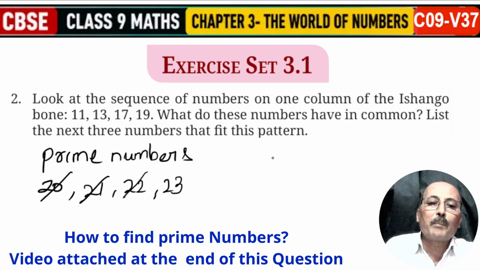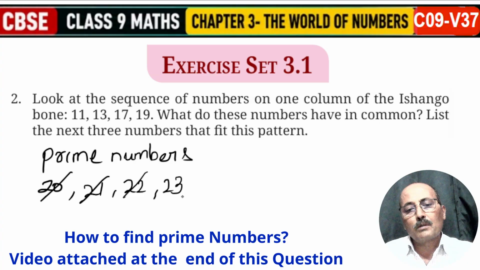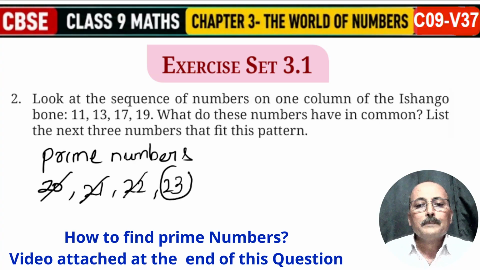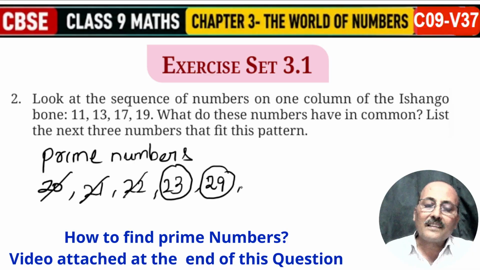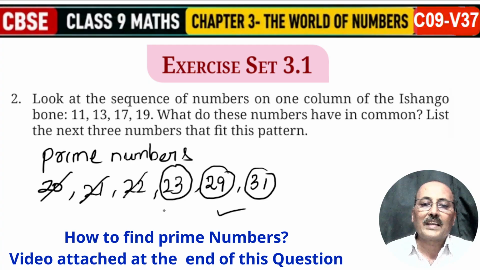So the first number is 23. Are you able to understand? I am searching for the numbers which are not divisible by any number other than 1. You see 2 table, 3 table, 4 table, 5 table, this number won't be divisible. Next, 24, 25, 26, 27: 24 is divisible by 2, 25 by 5, 26 by 2, 27 by 3 table, 28 by 2 table. 29 is not divisible by any other number, it is the next number. Then 30 is divisible by 2, 31 is not divisible by any number, so these are the next 3 prime numbers.